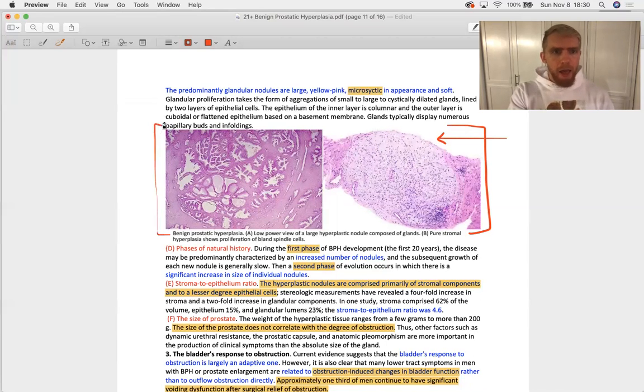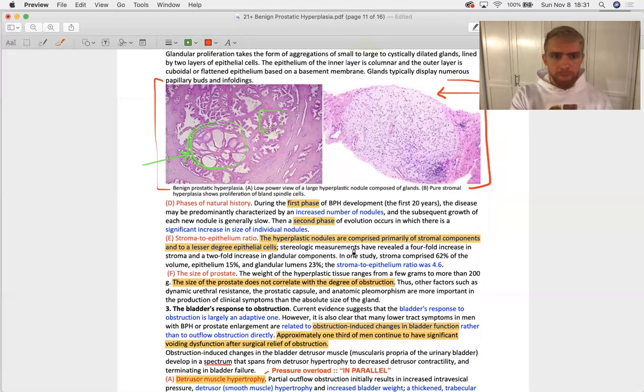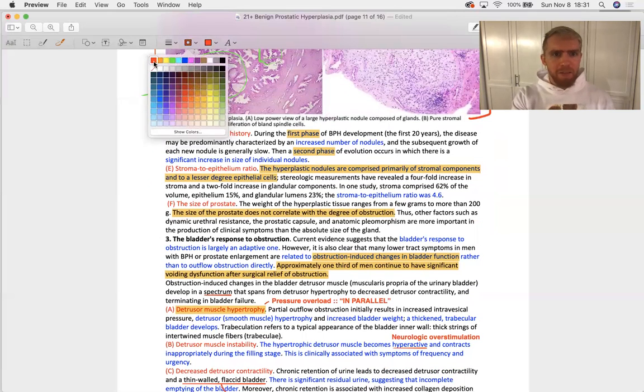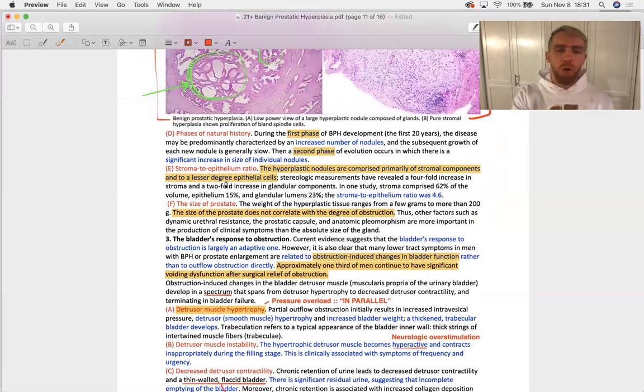On the left here, a good reference of this microcystic glandular appearance, specifically right here in the lower left quadrant. A normal gland is maybe something that you see on the right here that I put in a square, but then these down here in the lower left are blown up and dilated and tortuous in appearance. Those are your hyperplastic glands. The hyperplastic nodules are comprised of stromal components and to a lesser degree epithelial cells in about a 4 to 6 to 1 ratio. So I definitely think that'll be a question on either clin med or pathology.